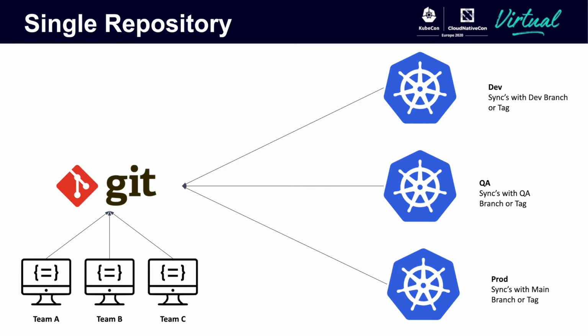This is what it would look like from a multi-cluster point of view. So we have all of our teams, they deploy against the single Git repo, and then we have an agent in each cluster pointing to the right branch. In this case, we have just a 3 cluster setup. So each cluster is syncing with a branch, say dev, QA, prod. Pretty straightforward. And there are different ways you can do this.